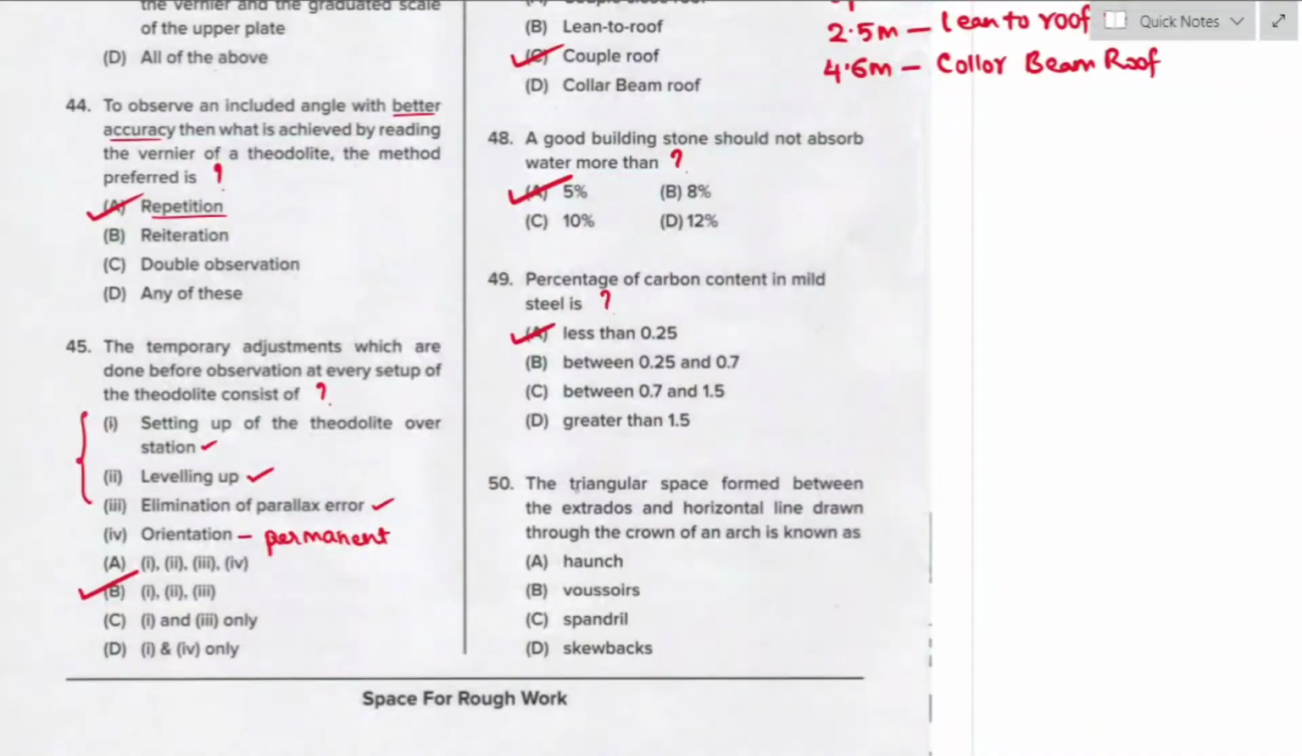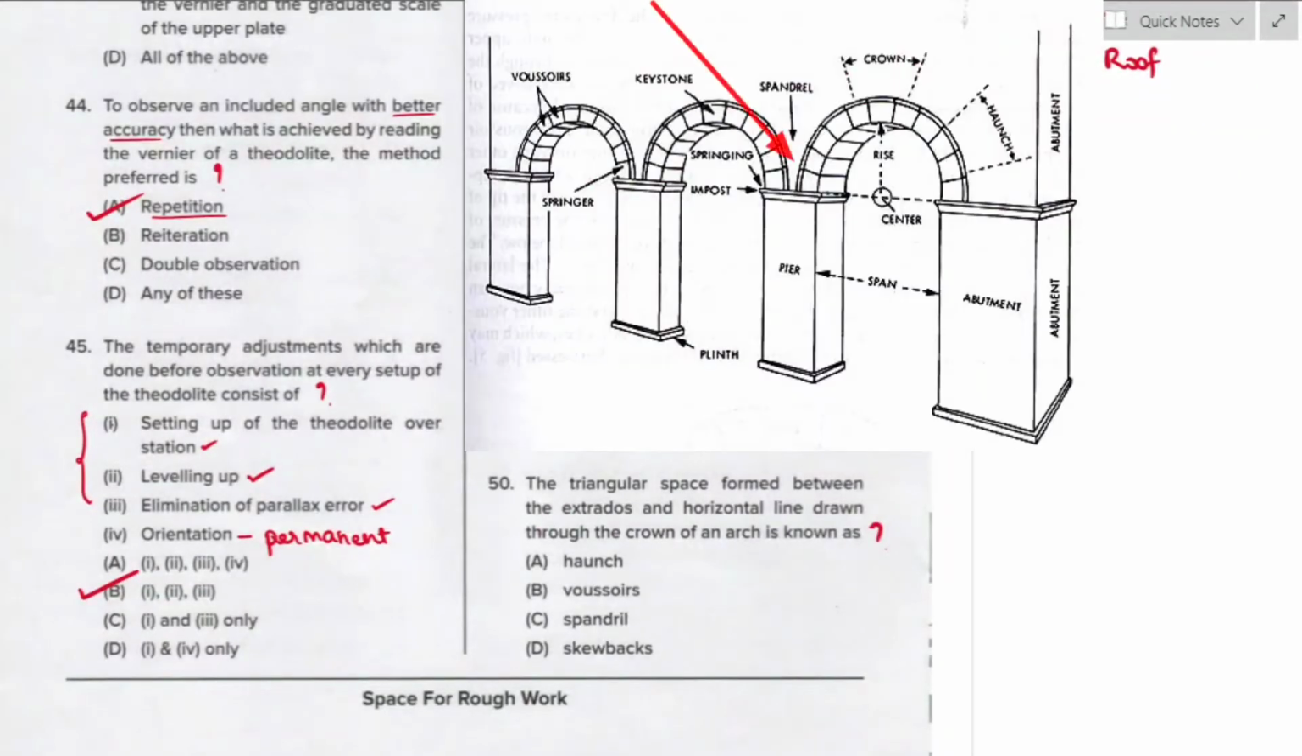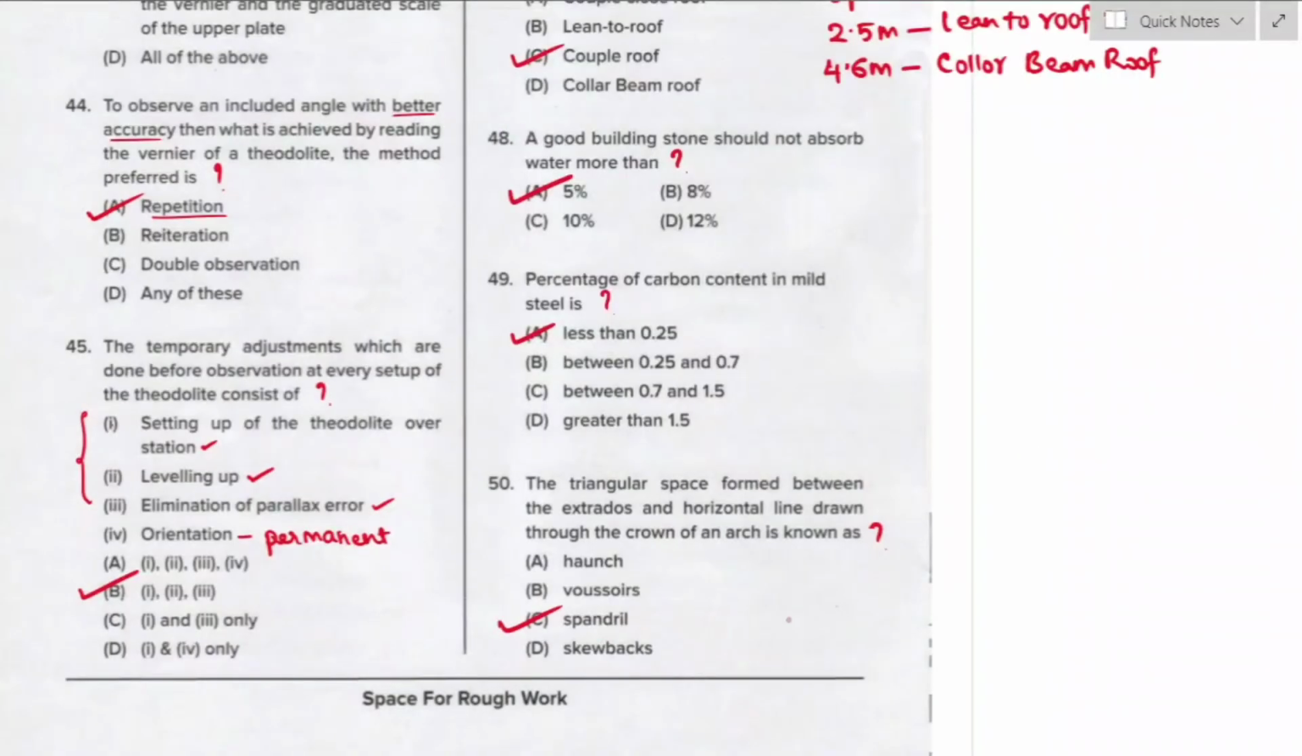Question number 50. The triangular space formed between the extrados and horizontal line drawn through the crown of an arch is known as. In the following figure, you can observe the triangular space formed between the extrados and the horizontal line of the crown of arch. So this space is called as spandrels. Option C is the right answer, spandrel. So this completes part 1 questions of this question paper.